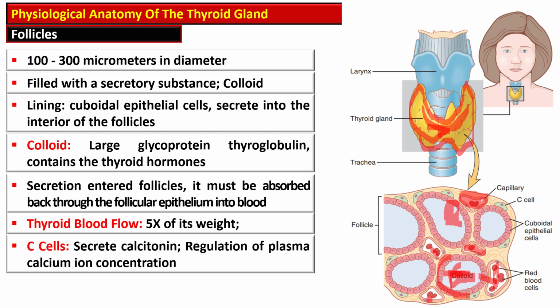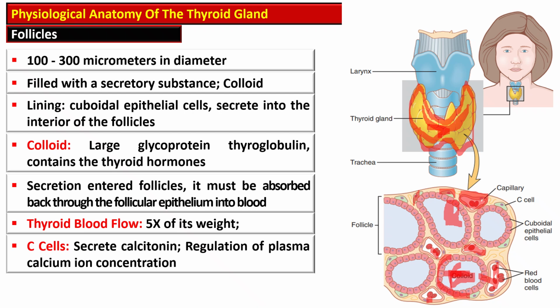There is another cell, the parafollicular cell or C cell, and this cell is responsible for secretion of calcitonin that is involved in the plasma calcium ion concentration regulation. So the cells that are there are follicular cells that produce thyroglobulin and thyroid hormone, and C cells or parafollicular cells that secrete calcitonin and regulate calcium metabolism.